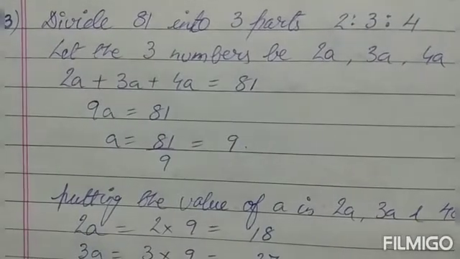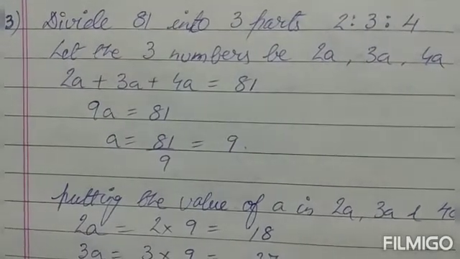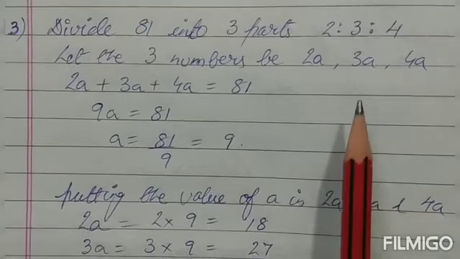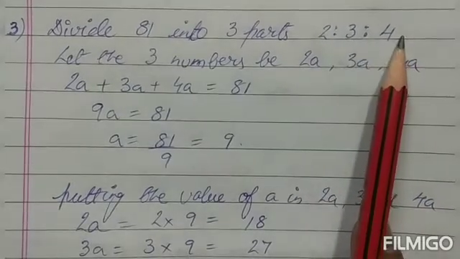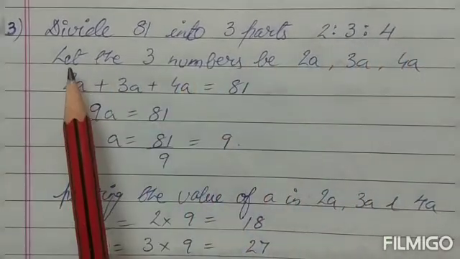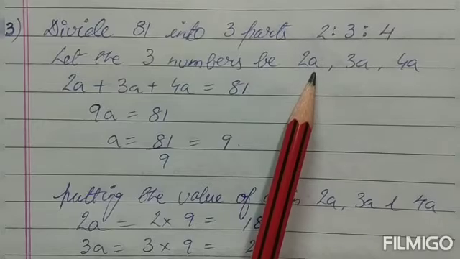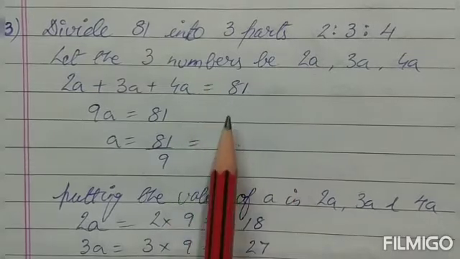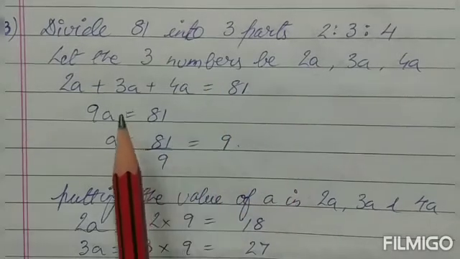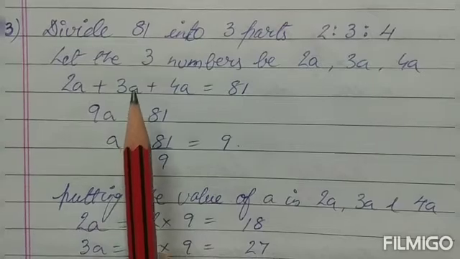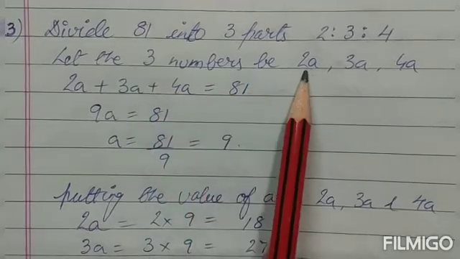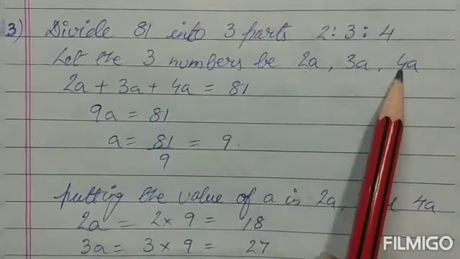Coming to question number 3, divide 81 into 3 parts, and the parts are given as 2:3:4. So I have taken the method where I am using a variable now. I am teaching you both the methods side by side, children. Please do the method that you are more comfortable with. Let the numbers be 2a, 3a, 4a. I have used a variable.